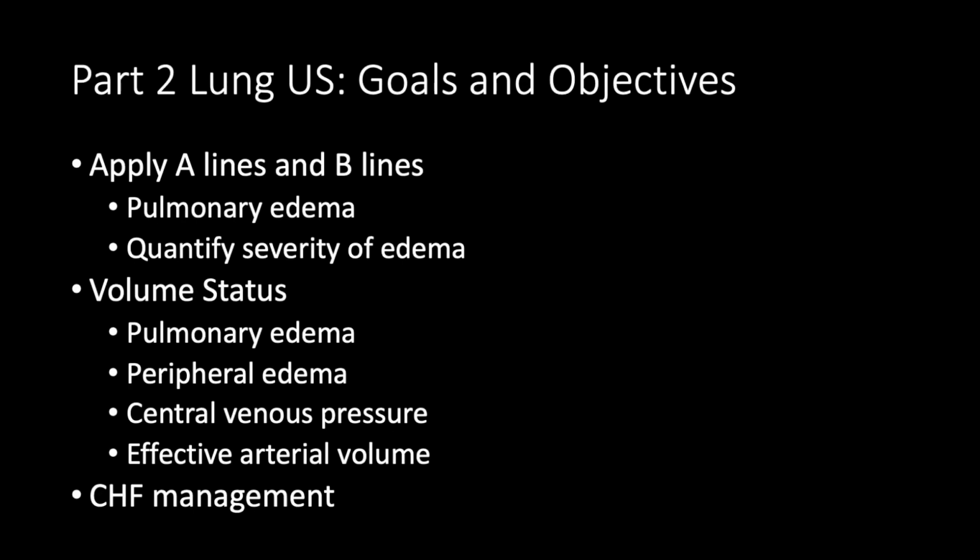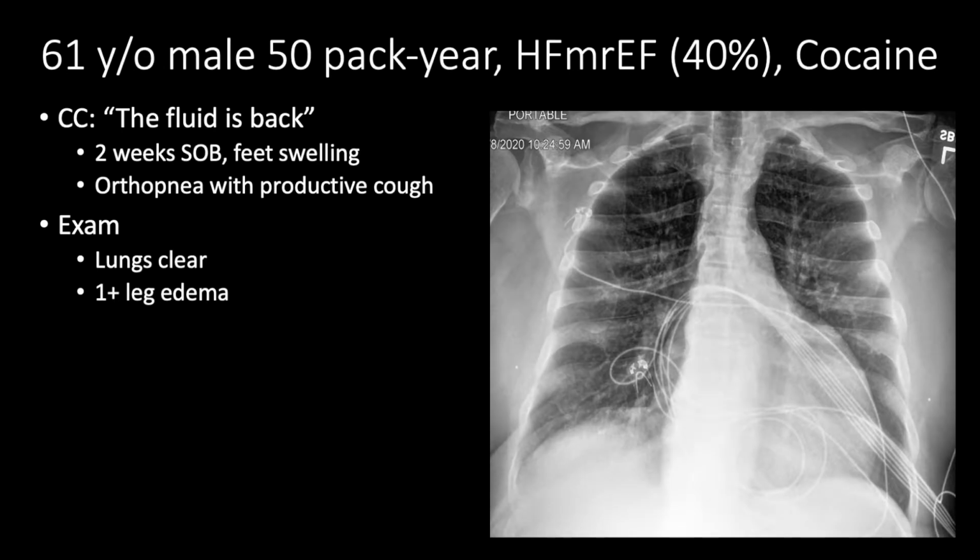Today in particular, we're going to apply our A line and B line knowledge from part 1 specifically to pulmonary edema. We'll work on quantifying the severity of that edema and applying that to volume status cases. It's important to remember when we talk about volume status, there are several compartments to think about. One of them is pulmonary edema, which we'll talk a lot about today, but also leg edema and other peripheral compartments like ascites and pleural effusions. Central venous pressure is another important volume compartment, as well as effective arterial volume. We're going to apply all these concepts to several cases, particularly with CHF management today. So let's dive right in.